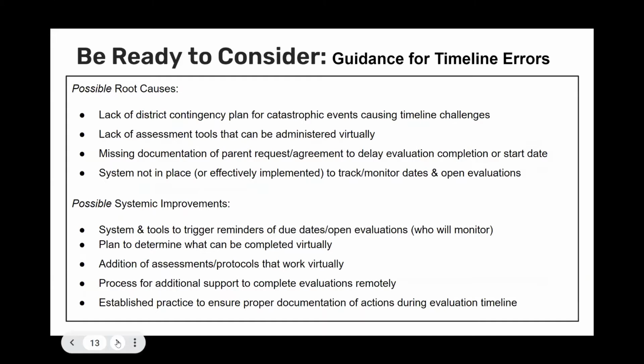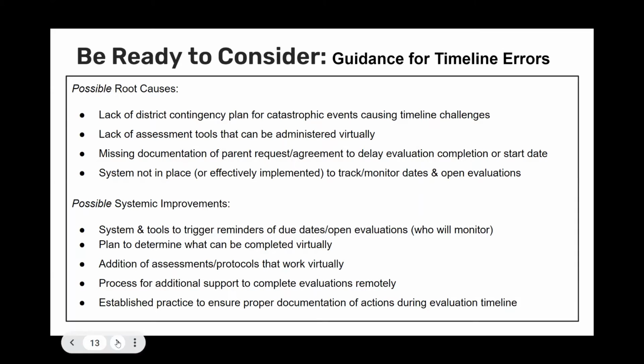When you're considering your timeline errors, some root causes could be a little bit different. You might not have had a contingency plan for something like the pandemic, and that definitely impacted timelines. Something else could be that maybe you did not have a way to administer assessments virtually, and so again, something to be considered. Something that's very common is that there's missing documentation of either the parent request or agreement to delay an evaluation completion, or to delay the start date when children are transitioning from C to B. And there may not be a system in place, or it's not being effectively implemented, to track and monitor the dates of those open evaluations.